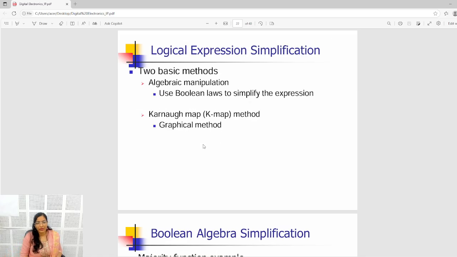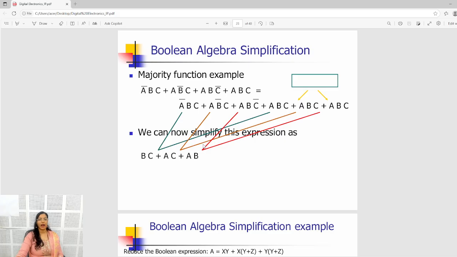Logic expression simplification can be done through two basic methods. One is algebraic manipulation, wherein we use the Boolean laws we discussed a few minutes ago in the previous slides to simplify the Boolean expression, and the other method is the K-map or the Karnaugh map, which is the graphical method. So let's see how we go for Boolean simplification using Boolean algebra?